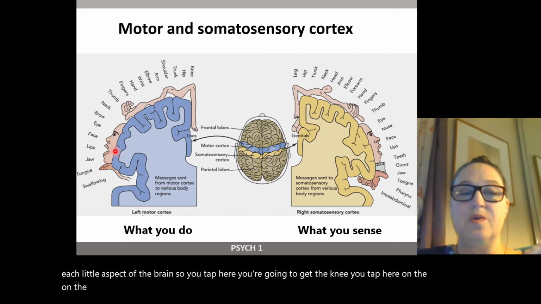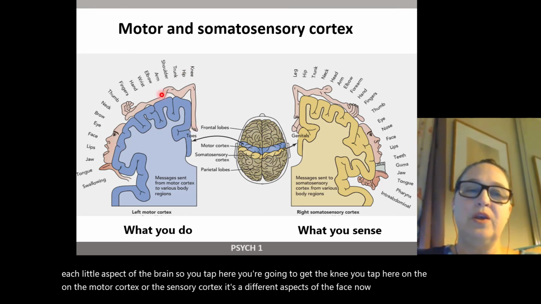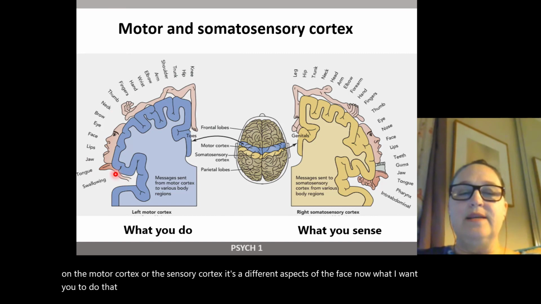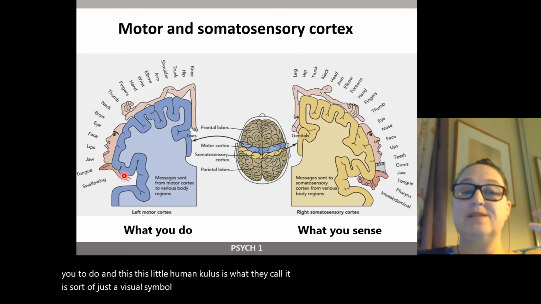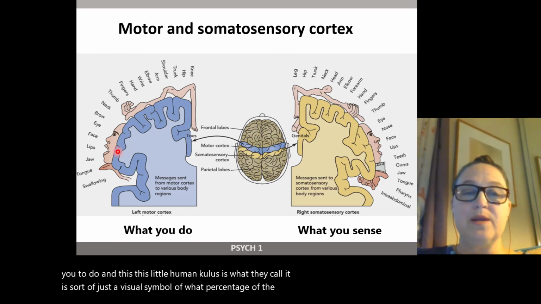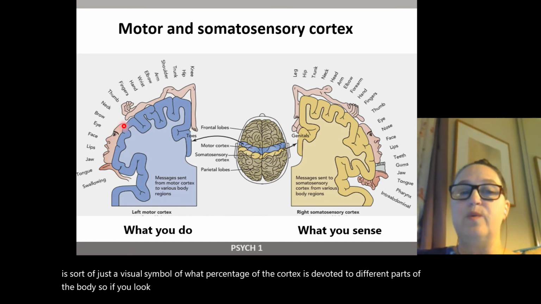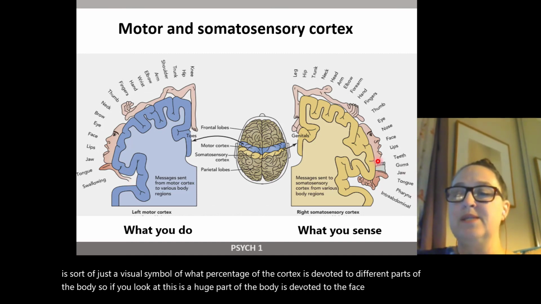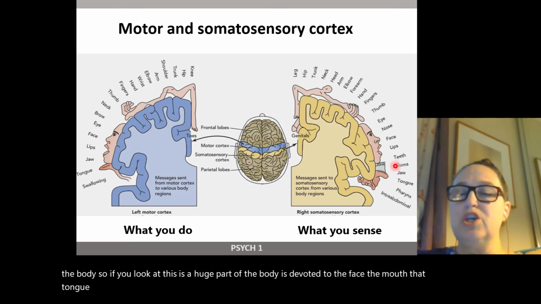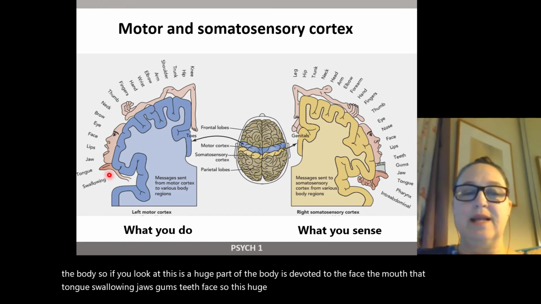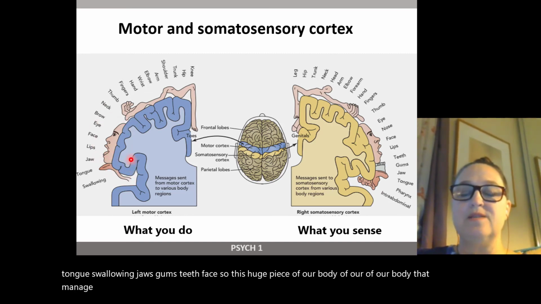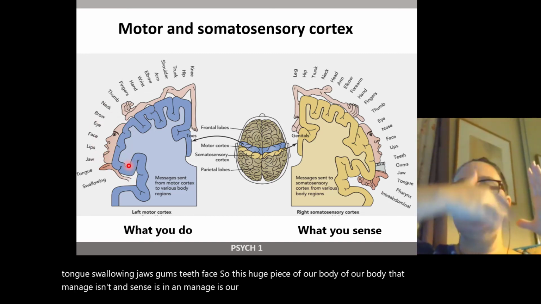Now what I want you to do, and this little homunculus is what they call it, is sort of just a visual symbol of what percentage of the cortex is devoted to different parts of the body. So if you look at this, a huge part is devoted to the face, the mouth, the tongue, swallowing, jaws, gums, teeth, face. So this huge piece of our body, that senses and manages our brain, is devoted to like this much space.